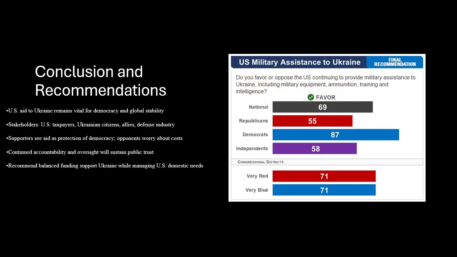In conclusion, U.S. aid to Ukraine is a major test of American leadership and commitment to democracy. The key stakeholders, government, taxpayers, Ukrainian citizens, NATO allies, and the U.S. defense industry, are all deeply affected. Supporters say that this aid protects freedom and global stability, while opponents point to high costs and limited oversight. I believe the U.S. should continue supporting Ukraine but strengthen accountability and share the burden with NATO allies.